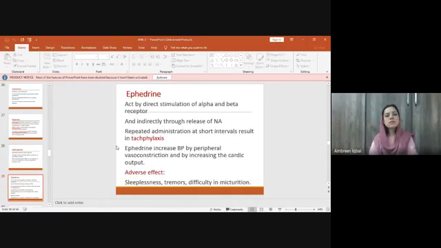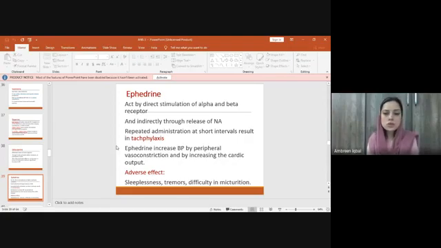The next are amphetamine and ephedrine. They are non-catecholamines. They can cross the blood-brain barrier, so they both are CNS stimulants. Now, this is slightly different from the previous ones. Ephedrine and amphetamine act by directly stimulating alpha and beta receptors and also by causing the release of noradrenaline. So they have a dual sort of action.